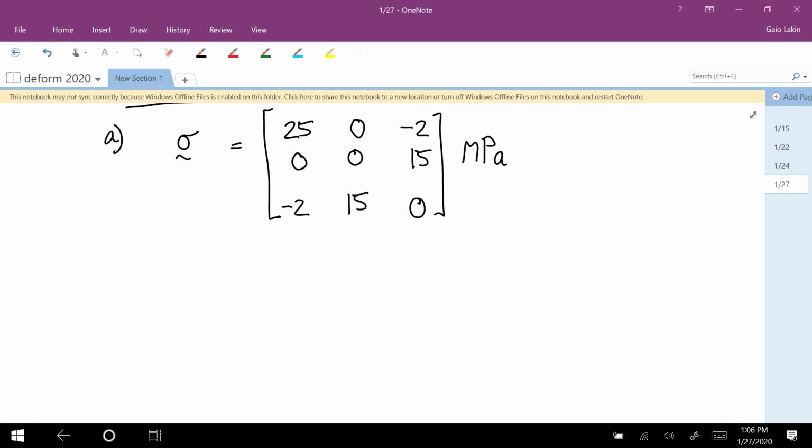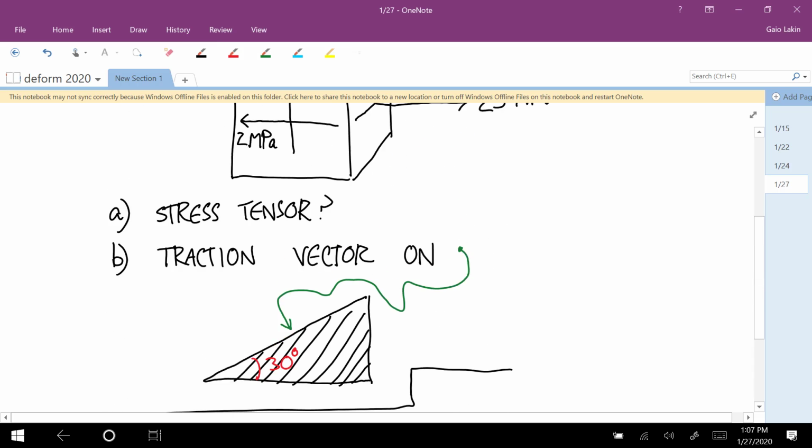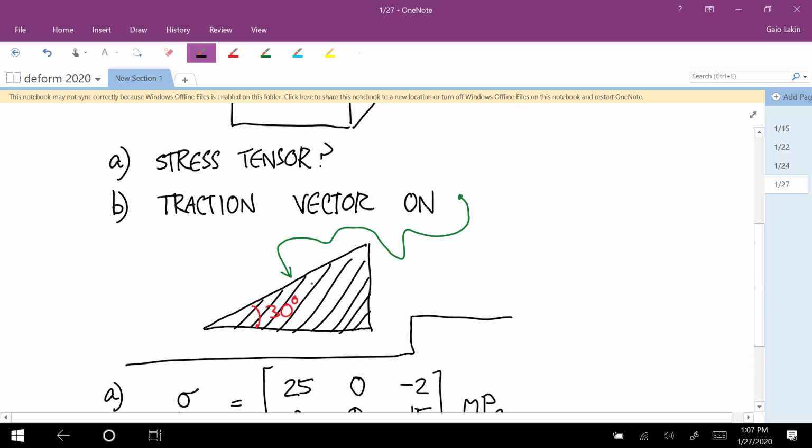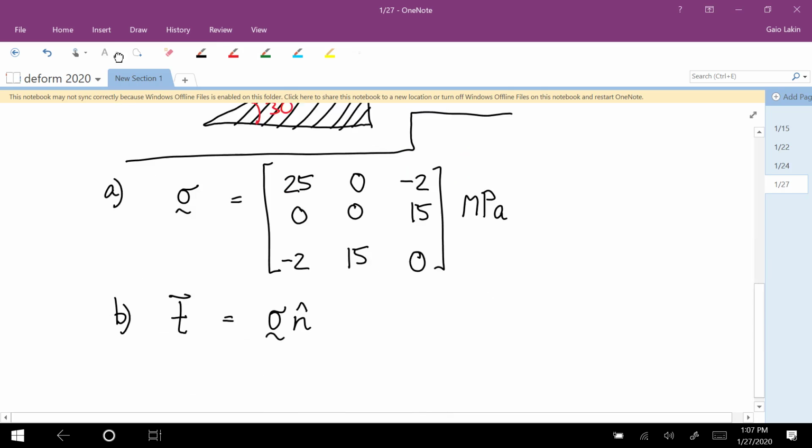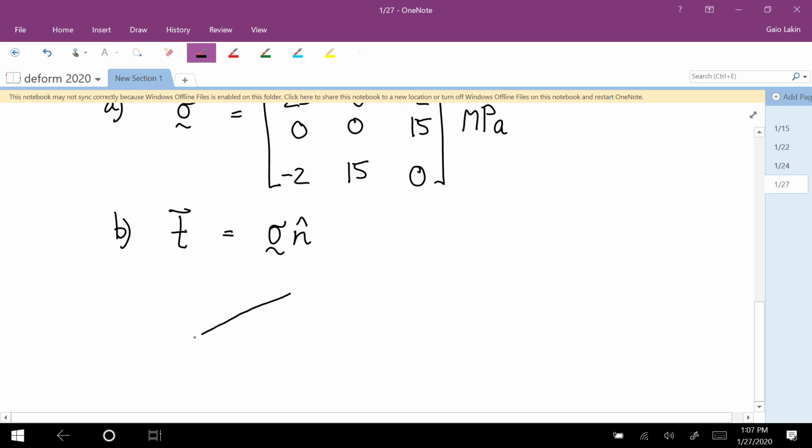And then for part B, the traction on that inclined face is the stress tensor times an outward unit normal. So we have to come up with the outward unit normal for this face that arrow is pointing at. Okay, so we want a unit vector that represents that direction, where this is 30 degrees.